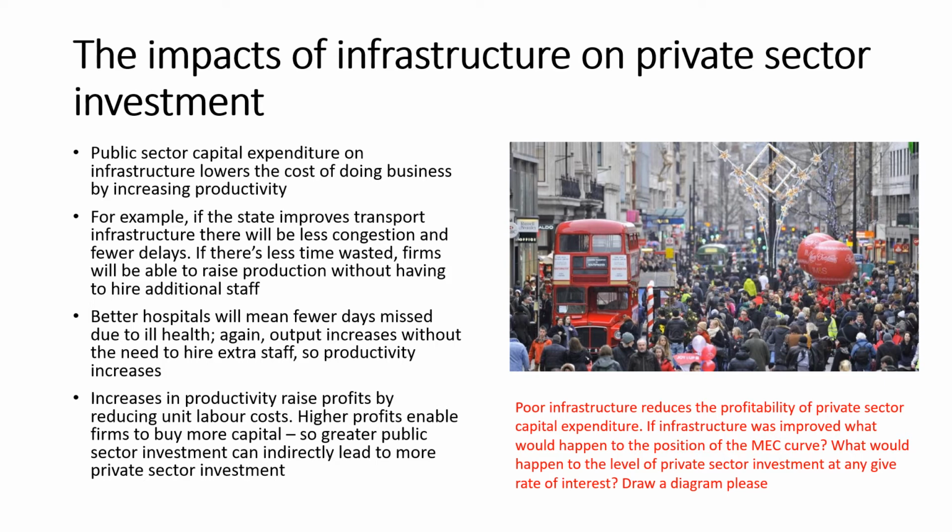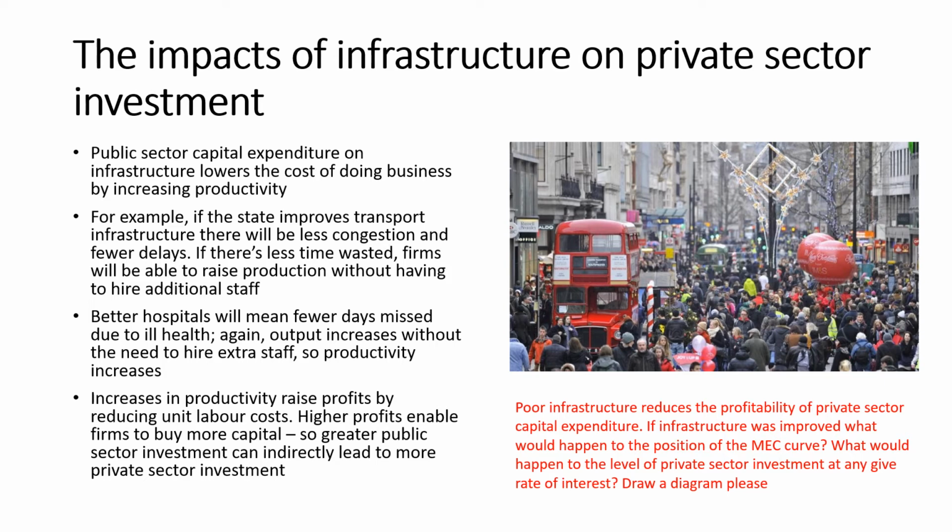So basically the curve, the MEC curve, will shift out to the right because lower costs will increase the anticipated rate of return expected from any given private capital expenditure project. So what will happen? Well, at any given rate of interest, there'll be more investment taking place if the MEC curve has shifted to the right. So what we're basically saying here in summary is that if the state gets infrastructure right, it can increase the profitability of private sector investment, and that private sector investment can help the economy to grow.